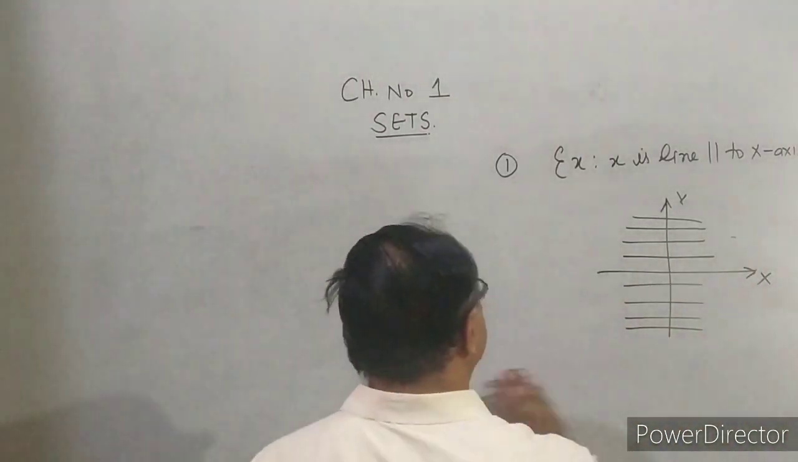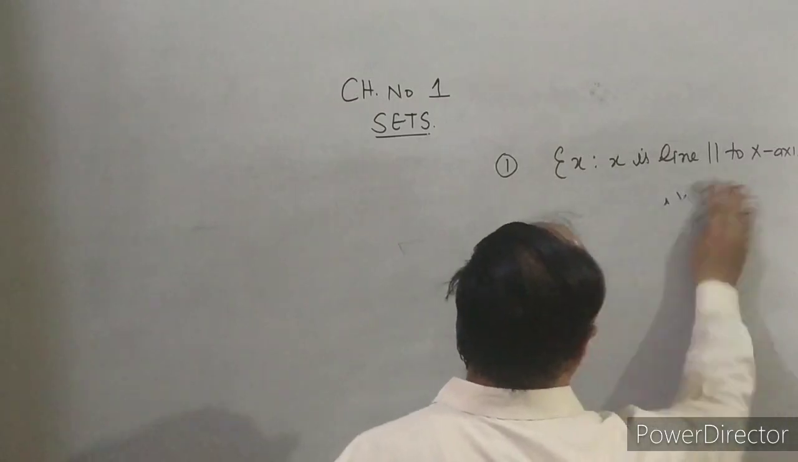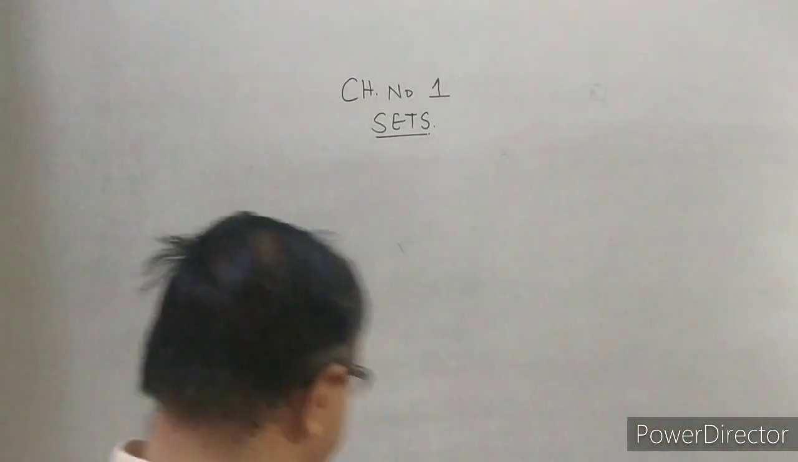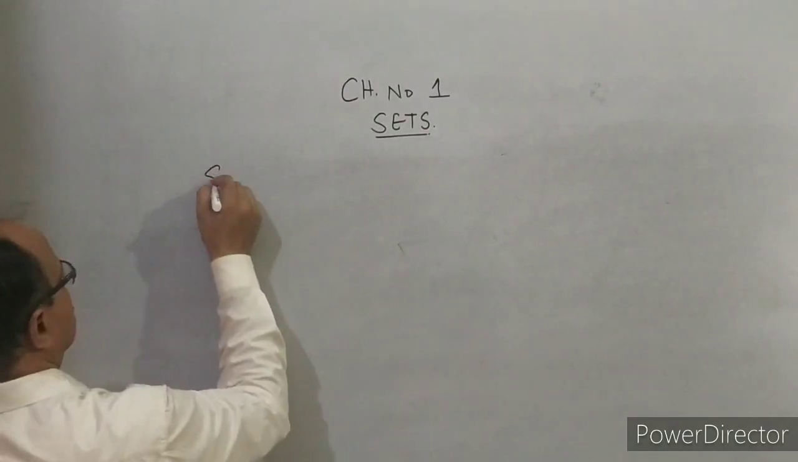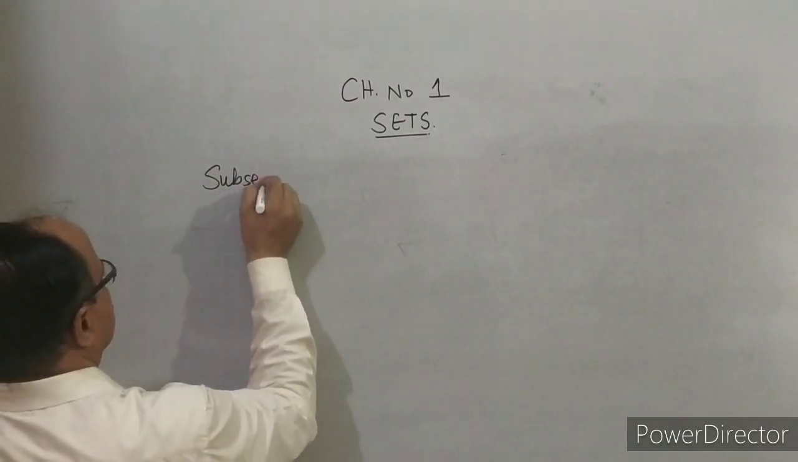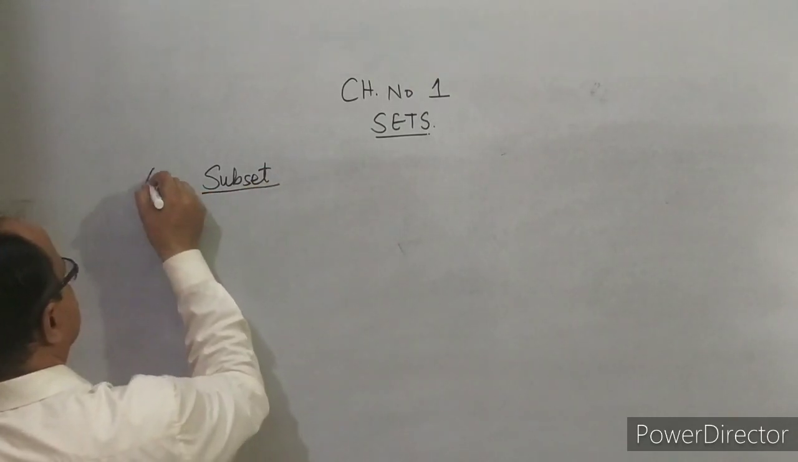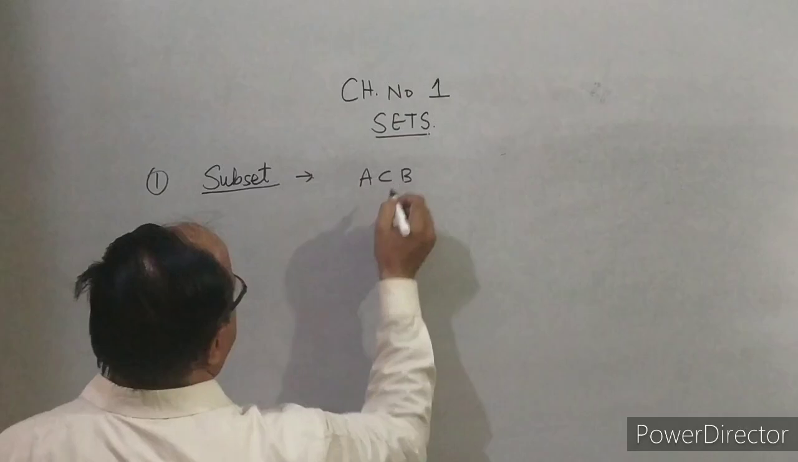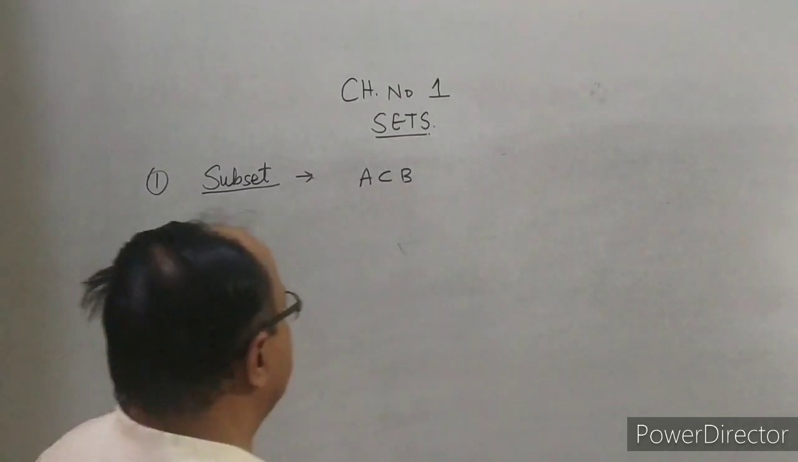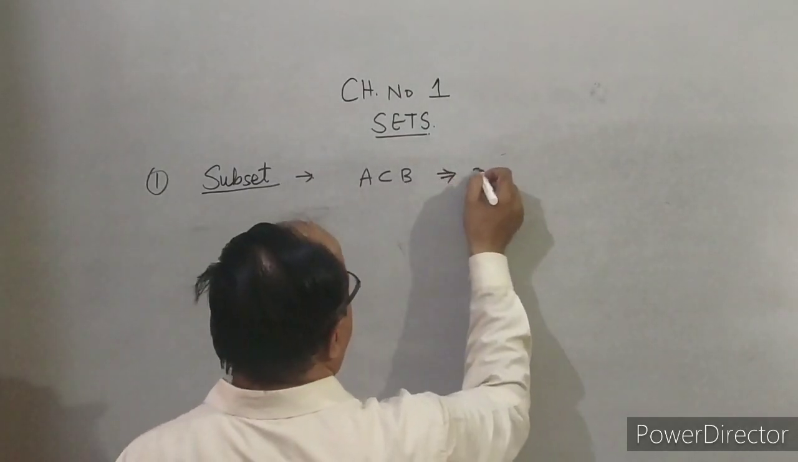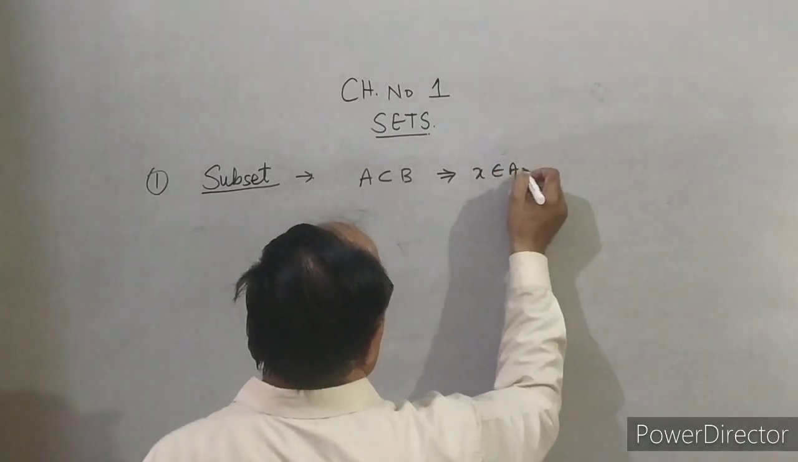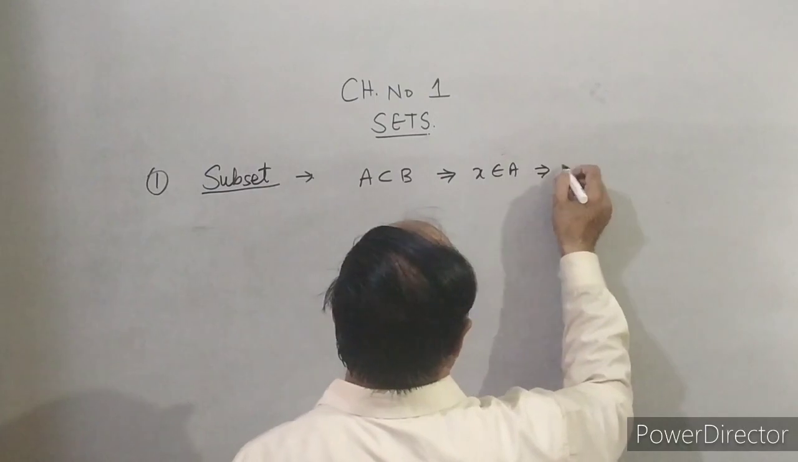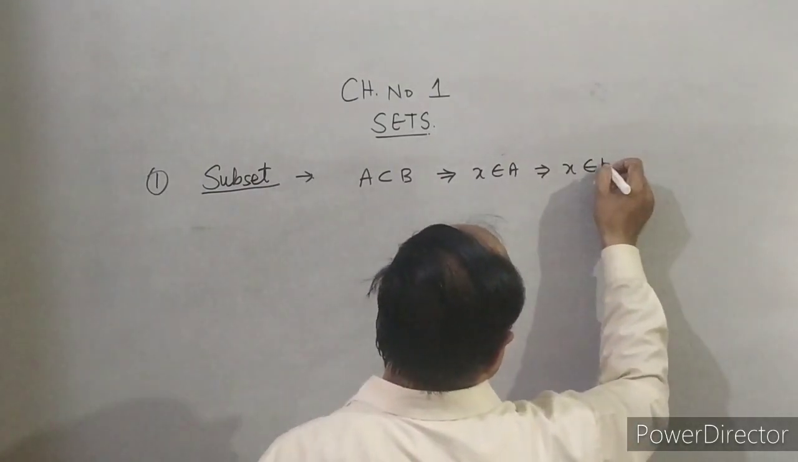Now we discuss the subset. A is a subset of B. It means any element x belongs to A. This implies that element x also belongs to B.